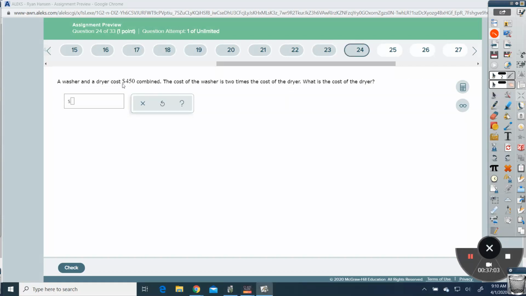So it says you have a washer and a dryer, and they combine to be $450. So washer plus dryer equals $450. The cost of the washer is 2 times the cost of the dryer. So if the dryer costs 100, the washer costs 2 times that amount. So the washer would be 200. So the washer equals 2 times the cost of the dryer.